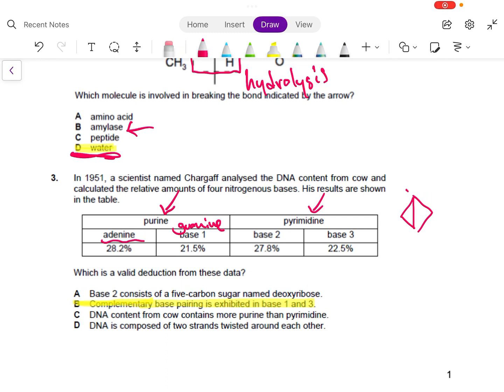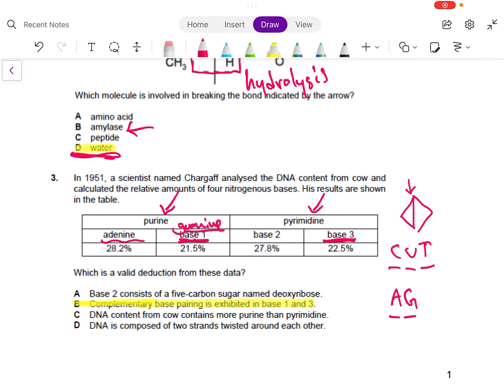A student taught me this. Pyramids are sharp, right? And things that are sharp can cut. So C, U, and T are all pyrimidines. A and G are purines. So the answer here is B. Complementary base pairing is exhibited in base 1 as well as base 3.